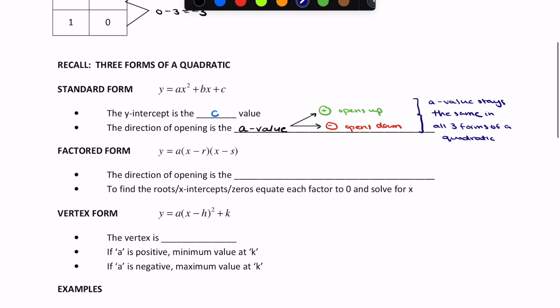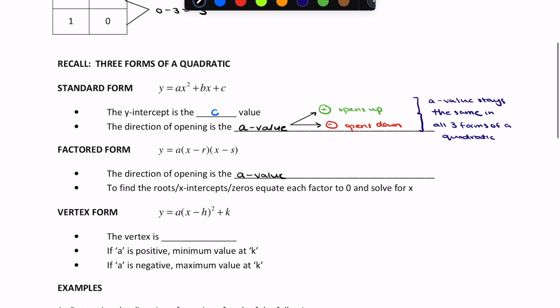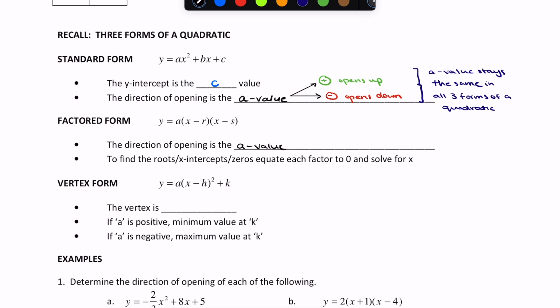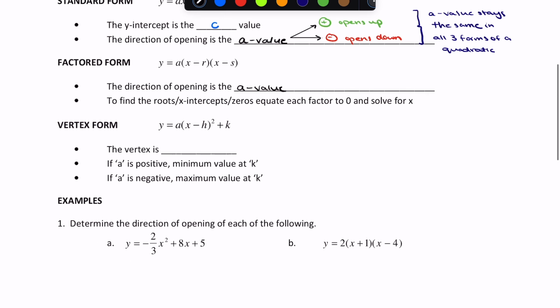So in factored form, we have y is equal to a times x minus r, times x minus s. Those are our factors, or our x-intercepts, our roots, or zeros, many ways to indicate that. And again, the direction of opening is determined by the a value, which is the same as standard form. Positive opens up, negative opens down. And to find the roots, x-intercepts, or zeros, equate each factor to 0 and solve for x.